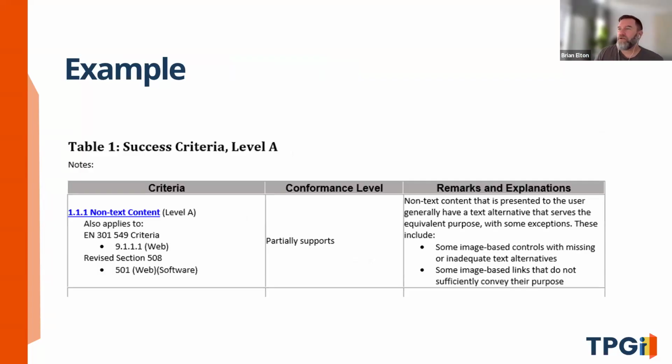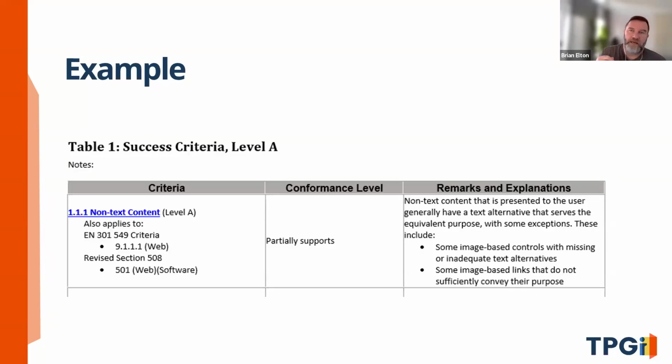Okay, so let's have a quick example here. We'll look at that very first WCAG success criterion, non-text content. I have narrowed it down because all I'm doing is evaluating websites, so I'm just keeping the ones that relate to web, right? In EN 301 549, there's one criterion that this applies to in a web context. Same thing with revised Section 508. There's only one that this applies to.